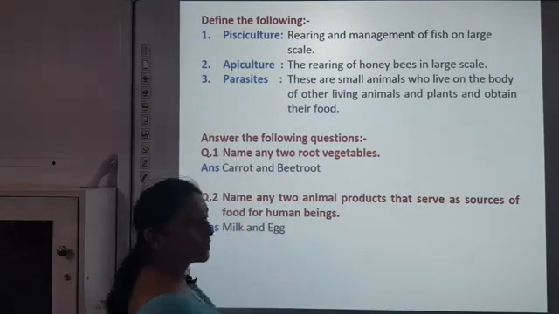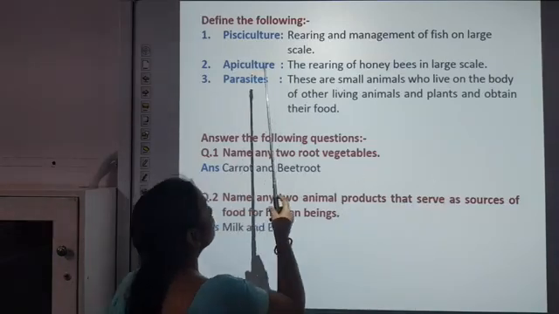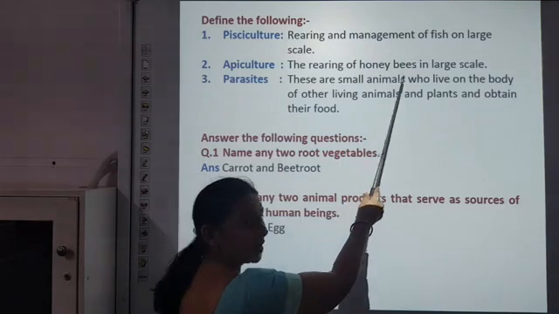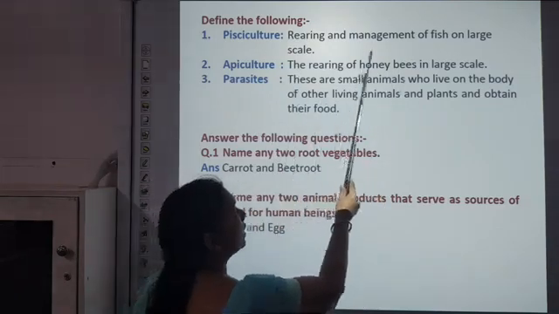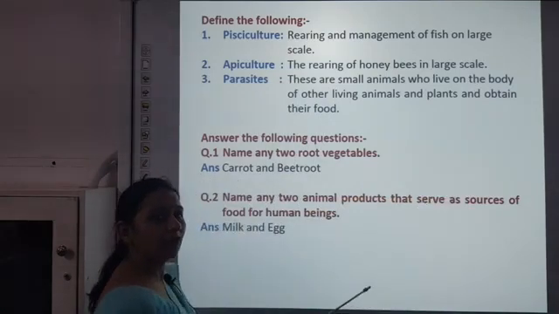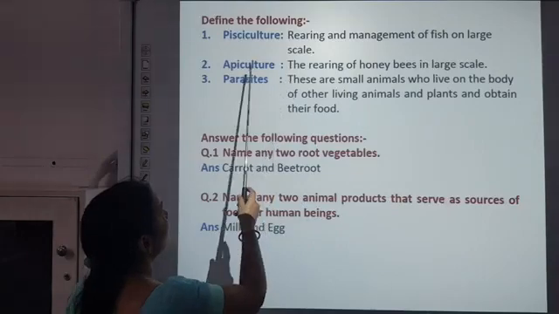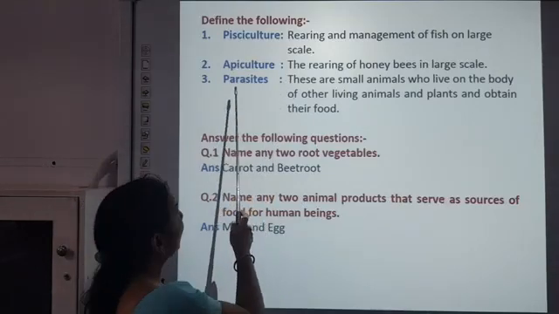Now, apiculture. What is apiculture? Again, like the fish, apiculture is related to honeybees. The rearing of honeybees on a large scale. Honeybees are kept for honey on a large scale. This is called apiculture.